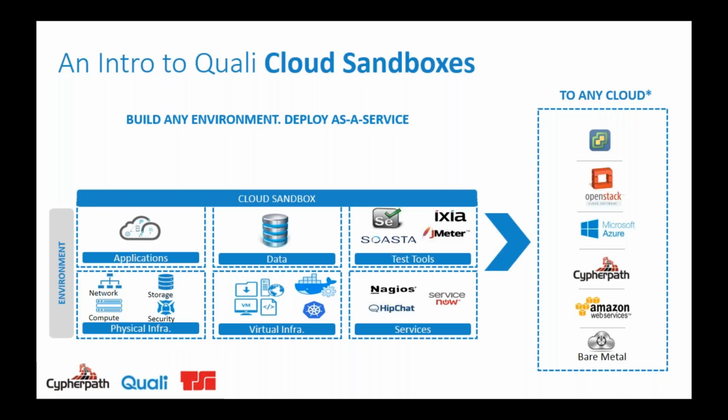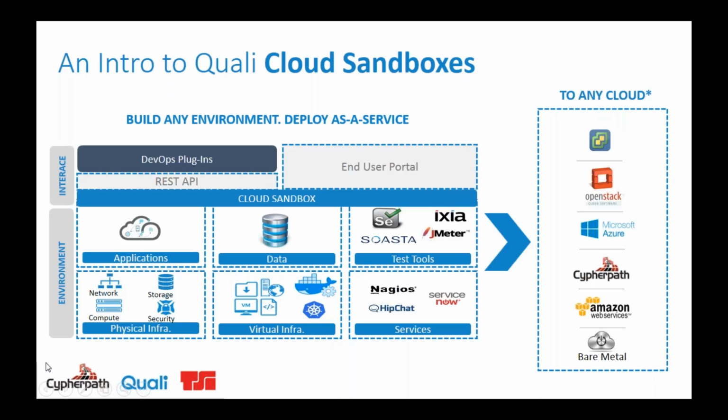A sandbox may be deployed in any cloud, including Cypherpath, vCenter, OpenStack, Azure, and AWS. Finally, sandboxes can be activated through RESTful API and triggered by a DevOps pipeline tool like Jenkins or Bamboo, or accessed through an end-user self-service portal.